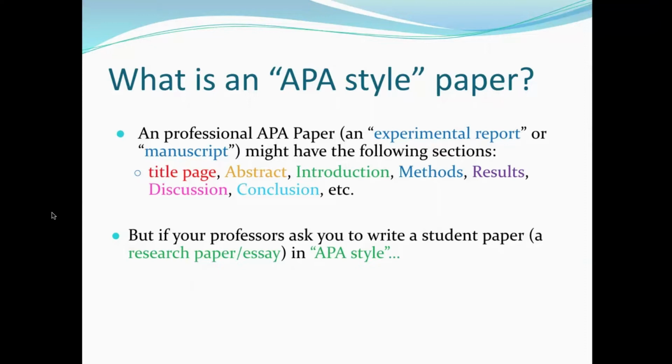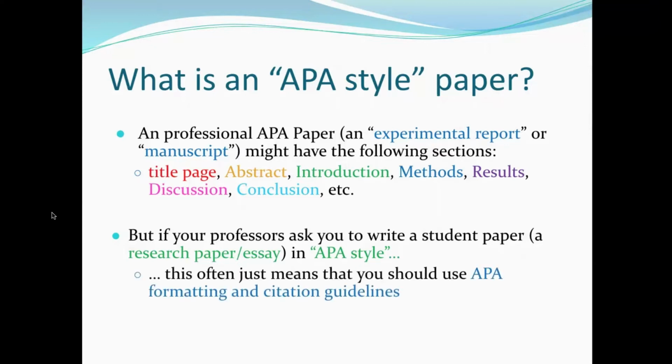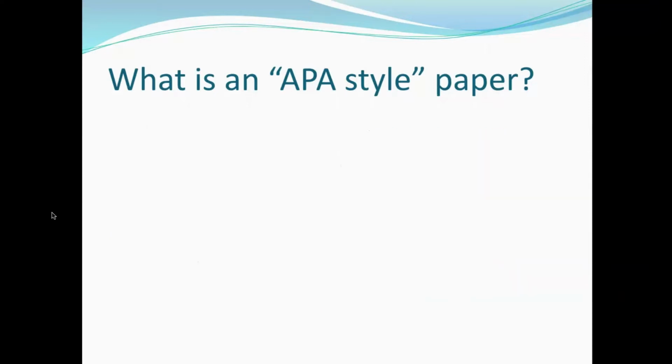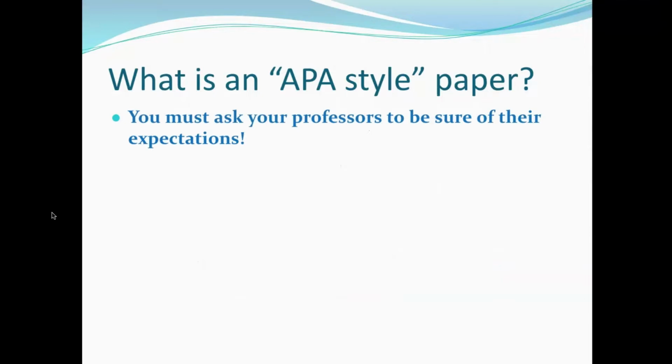But in general, for a class, if your professors ask you to write a student paper, like a research paper or essay in APA style, then this often just means that you should use APA formatting and citation guidelines. But the trick is that you have to ask your instructors to be sure of their expectations. So if they say, write this next paper in APA style, it would be definitely worth asking them, okay, so I have to use APA style.